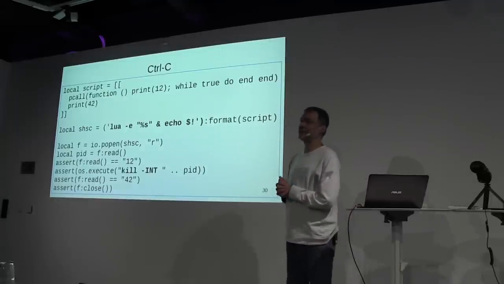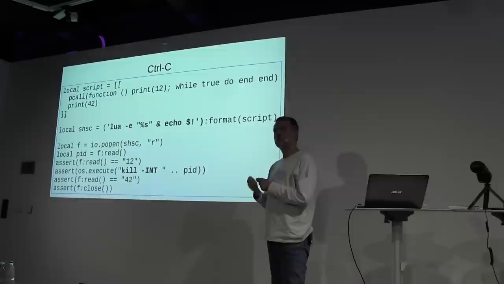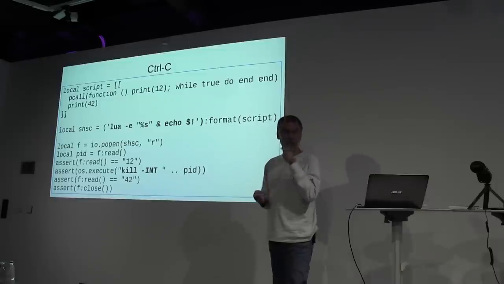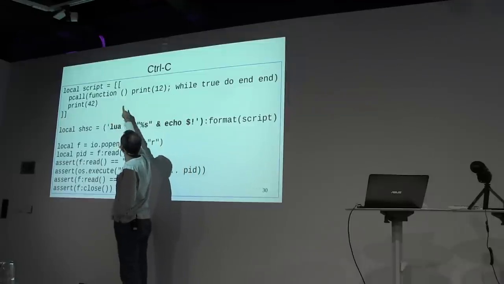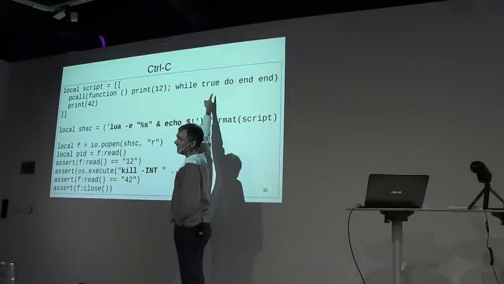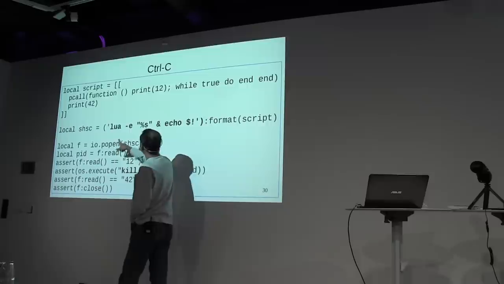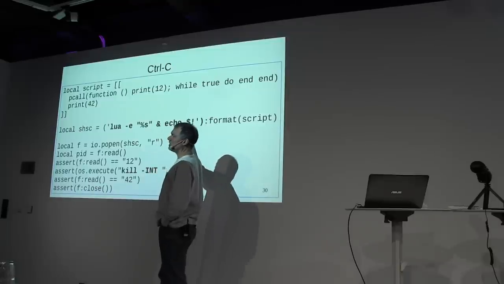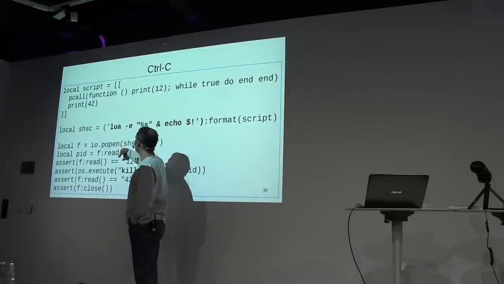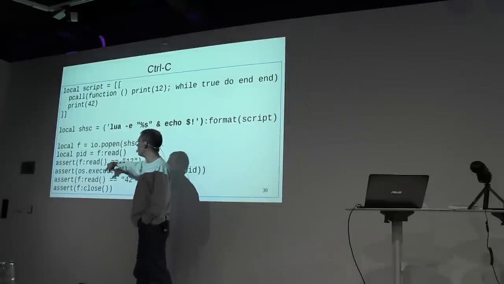This is a more interesting test. This is to test Control-C: when you're running a script, you can kill the script, but not kill Lua when you press Control-C. So you create a script that does a protected call of a function that prints 12, then enters an infinite loop, and then it prints 42. Then we create a shell that runs that script and echoes the process number. So we start that shell, we read from it, so it waits until the Lua process prints 12. So we check the result is 12.